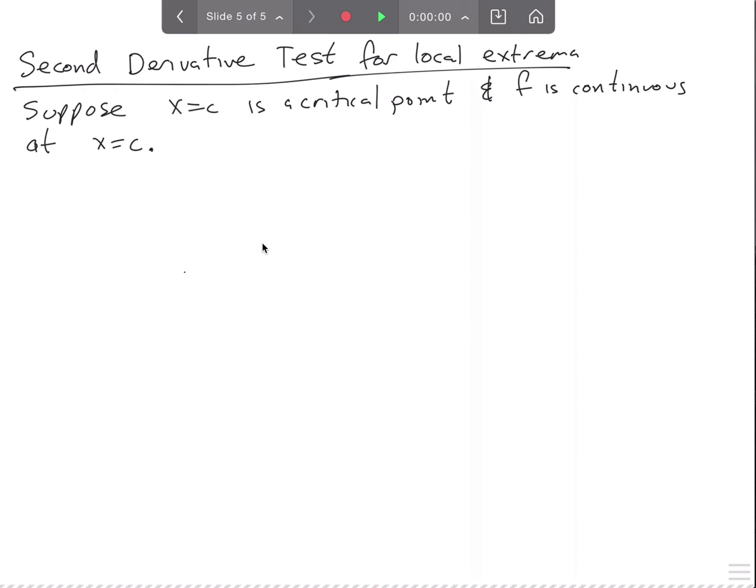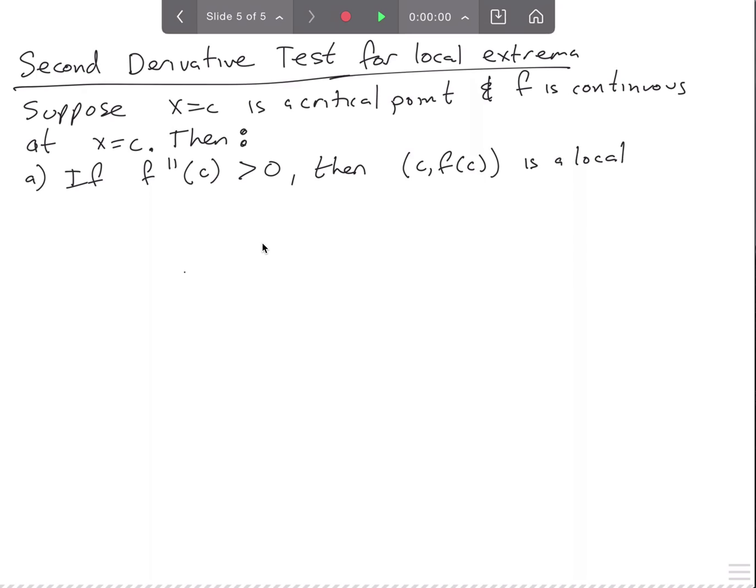Then, if the second derivative at c is positive, then the point c, f of c, what would that be? So imagine you have a critical point, and the second derivative is positive. That means that it's concave what? Up. So what would that be? Yeah, it's a local minimum, right? Notice that you no longer have to check if it goes from this sign to this sign. You're just looking at the concavity, and that tells you whether it's a min or max.